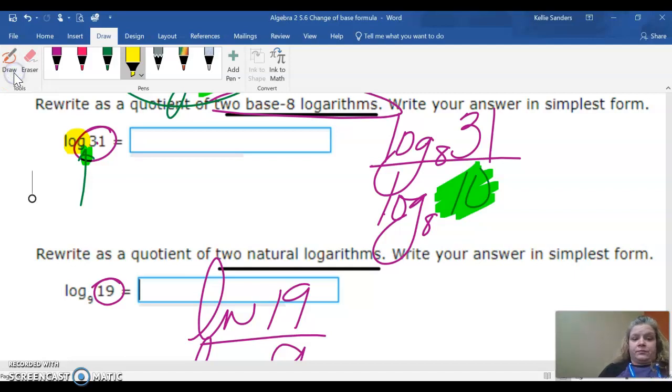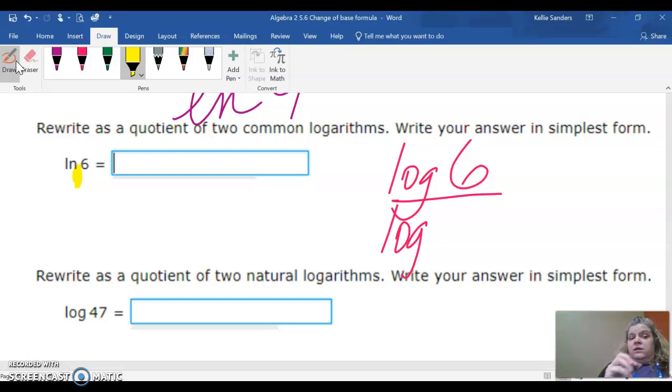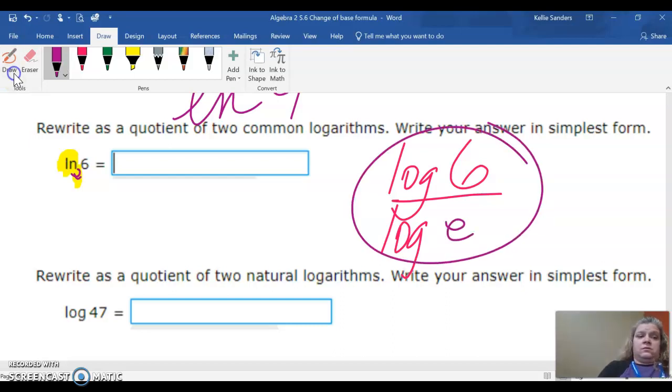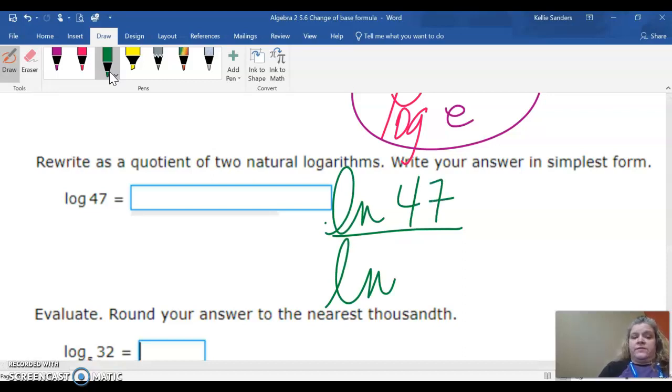Okay? Now on this one, there's not a base, but it is not going to be 10. It is not going to be 10 because this does not say log. It says ln, or natural log. So what's the base if it's not written if you have a natural log? And that would be e. So this would be e. Rewrite as a quotient of two natural logarithms. So natural log and natural log 47. This says log, so this is a 10. So that is 10.